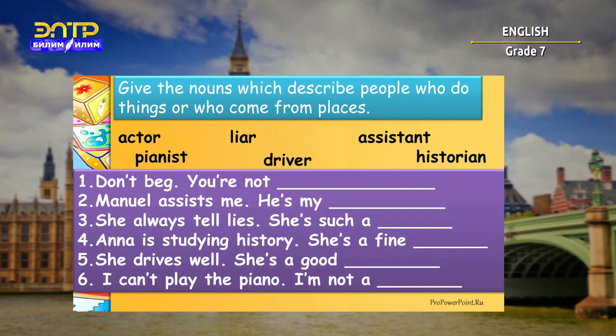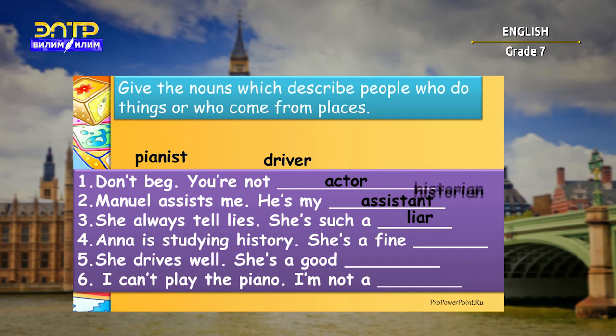Have you finished? Let's check your answers all together. So the first sentence is, don't beg, you're not an actor. Manuel assists me. He is my assistant. She always tells lies. She's such a liar. Anna is studying history. She's a fine historian. She drives well. She is a good driver. And the last one, I can't play the piano. I'm not a pianist. Good job.